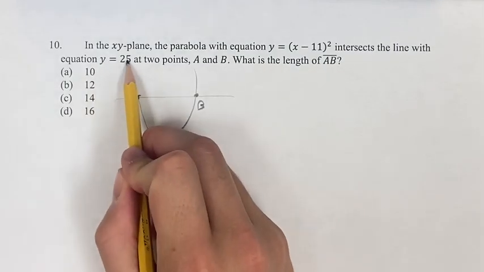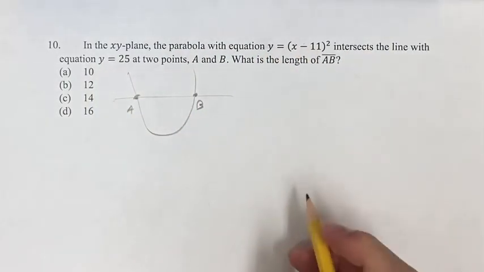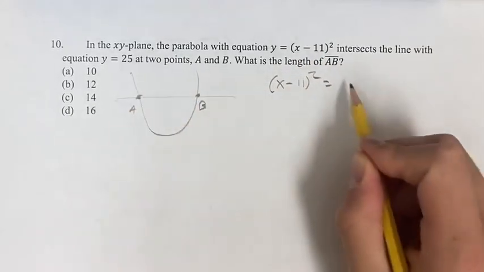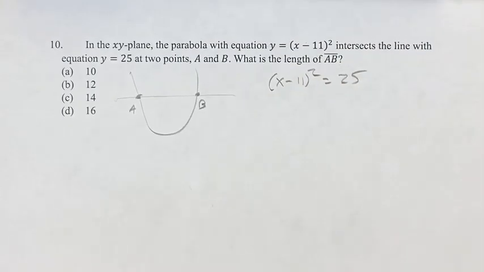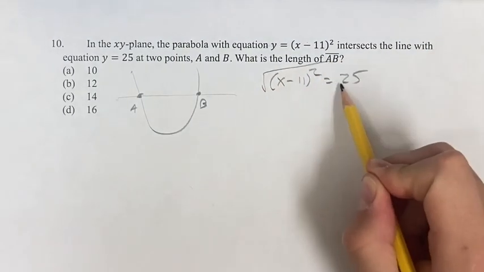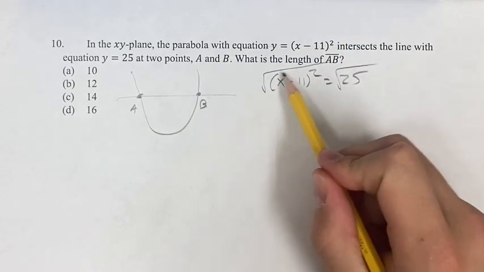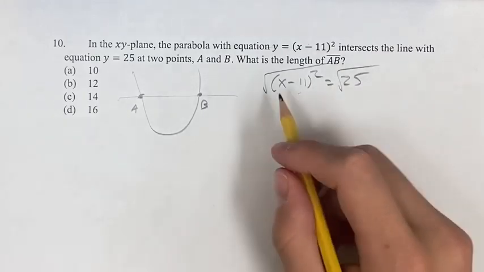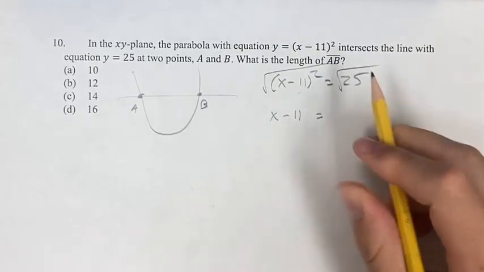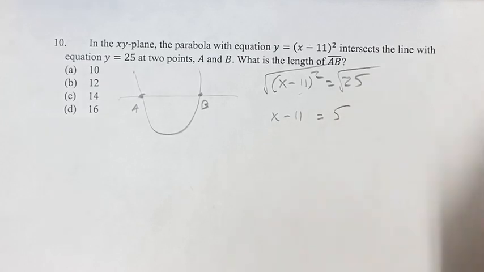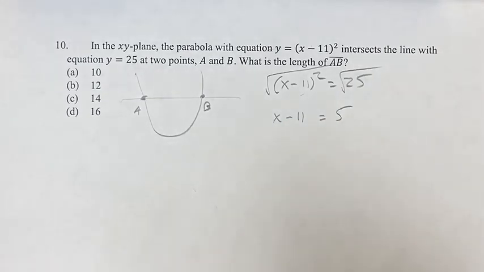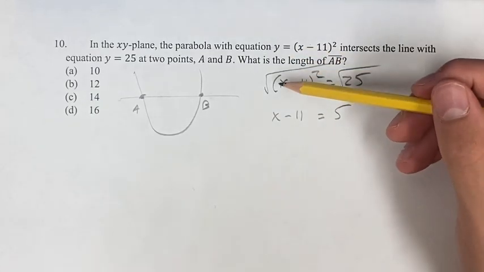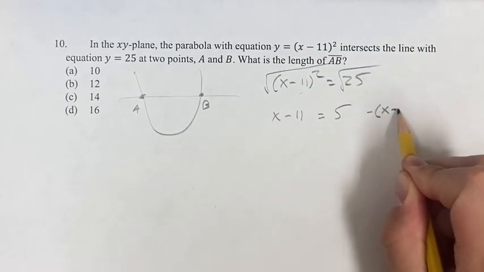So if y is equal to 25 and y is equal to (x minus 11) squared, then (x minus 11) squared is equal to 25 since they're both equal to y. Now, if we take the square root of this, the square root of something squared is going to be the thing itself. So we have x minus 11 is equal to the square root of 25, which is 5. And then the other option is if x minus 11 is negative, then negative (x minus 11) is going to be equal to 5.